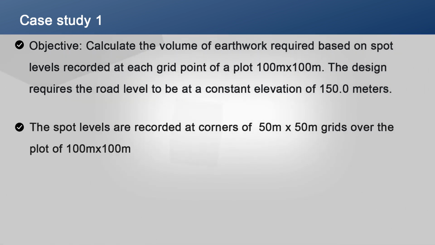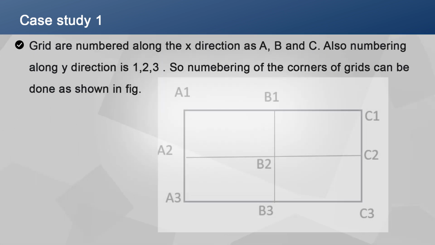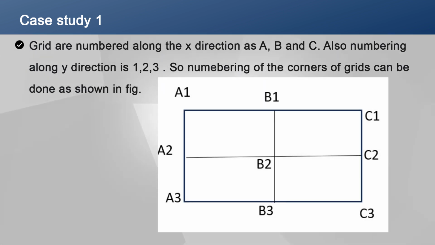The spot levels are recorded at corners of each grid point. Here we are supposed to divide the plot into number of grids. Then spot levels are recorded at the corner of grid points. If we take grid of size 50 meter by 50 meter and we know the total plot dimension as 100 meter by 100 meter, so we can understand there will be 4 grids which will occupy the area.